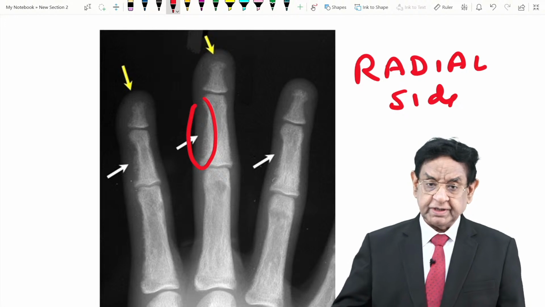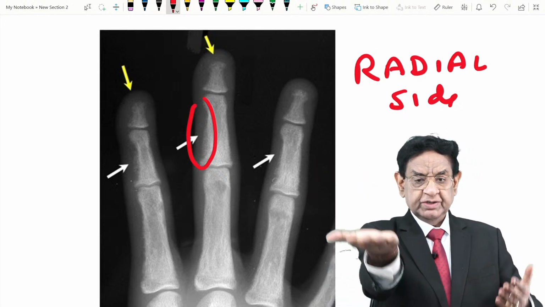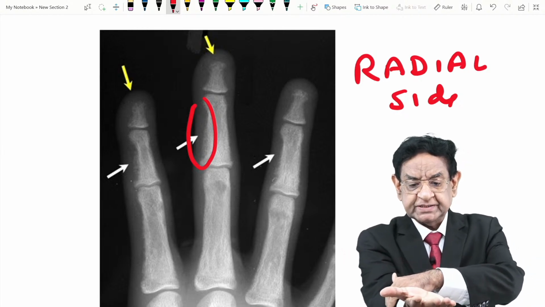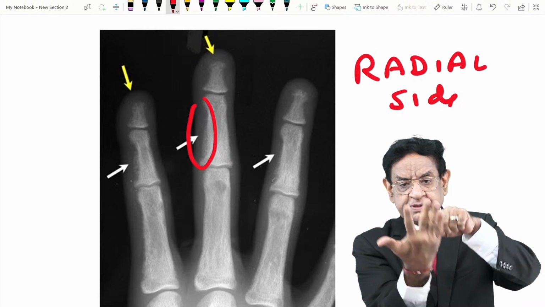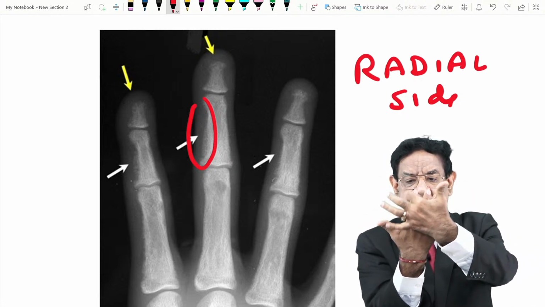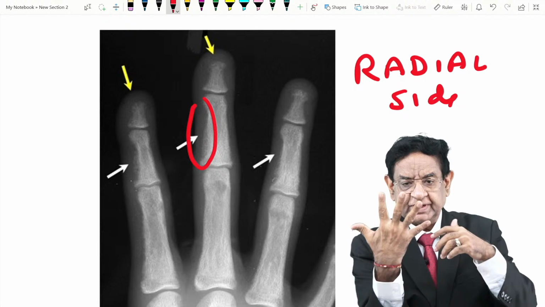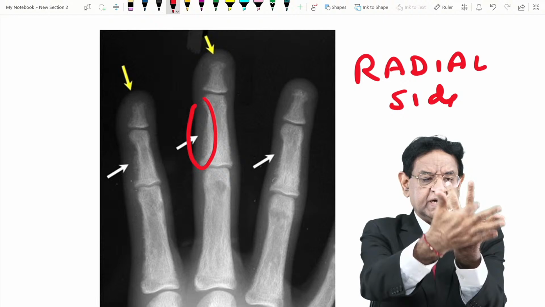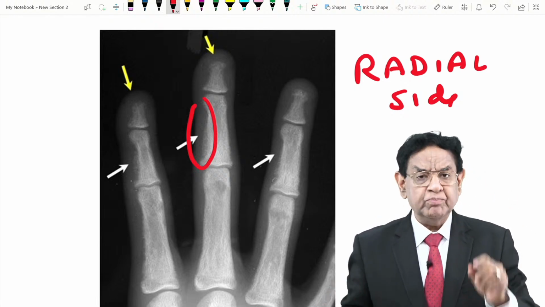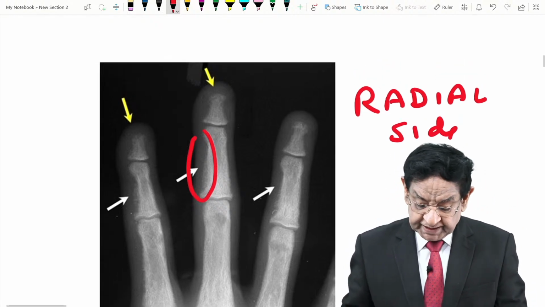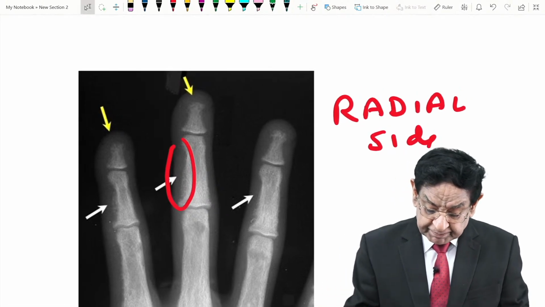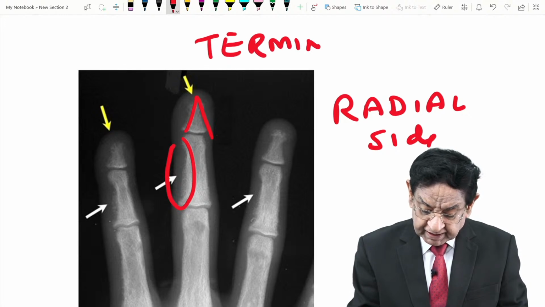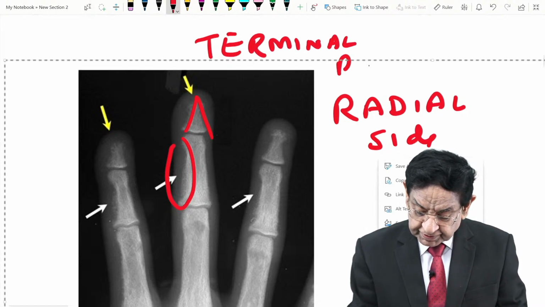Now what is this? Look, hand. Look at this thing. You are all aware, this is the ulna and the outer side is the radius. So here also you will be getting resorption of the radial side of the phalanx. I hope you can see it like this, the radial side, the outer side. And this is the most characteristic finding. Even there may be resorption of the terminal phalanx.